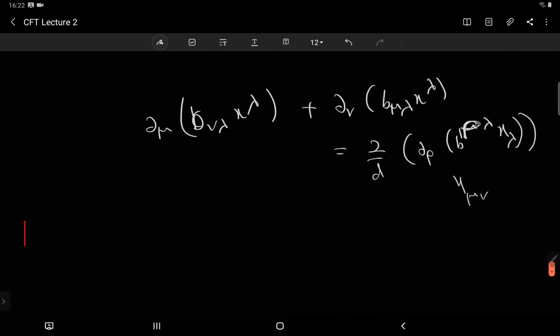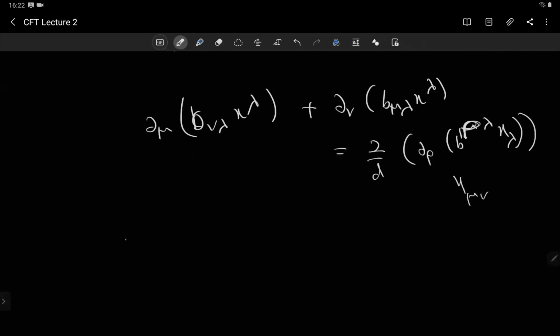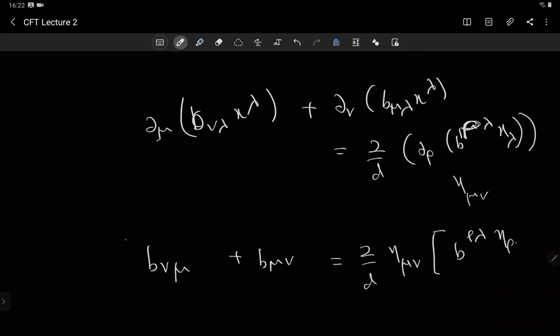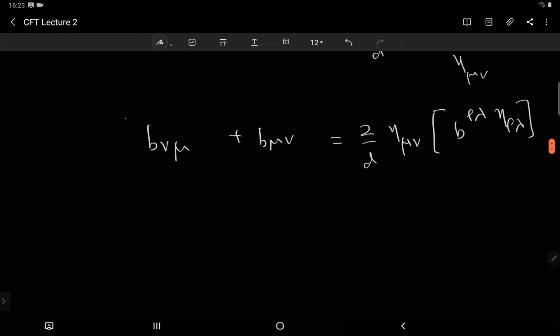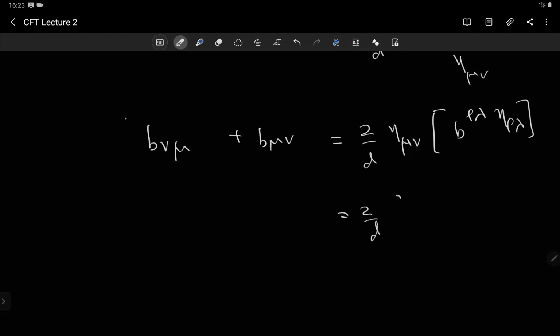Okay, this is the equation. Now just take the derivative. So the first equation will give you B nu mu. The second equation will give you B mu nu. And this third equation is okay. The derivative of x lambda with respect to x mu is delta lambda mu, so that becomes B nu mu, and this becomes B mu nu, and this is 2 by d eta mu nu times. If I do this, you will get B rho lambda times eta rho lambda. Right. So you can write this thing as 2 by d eta mu nu times B rho rho.